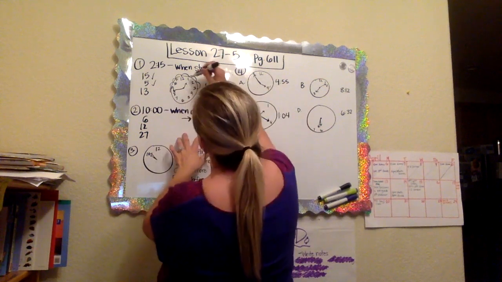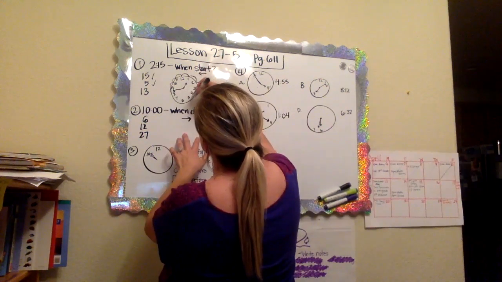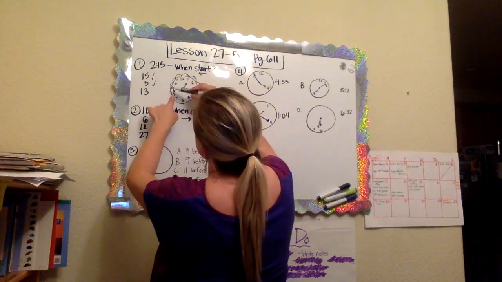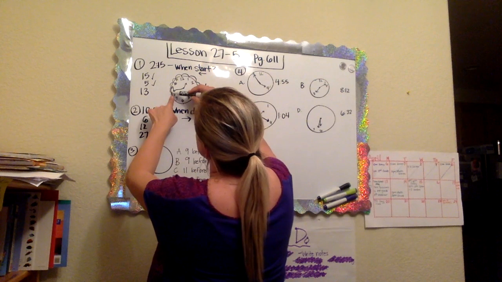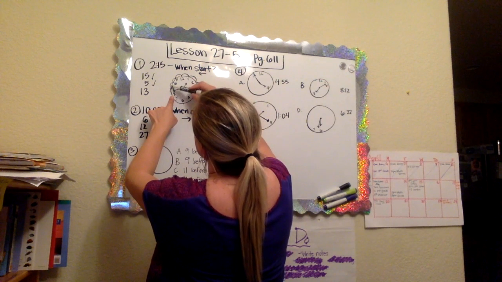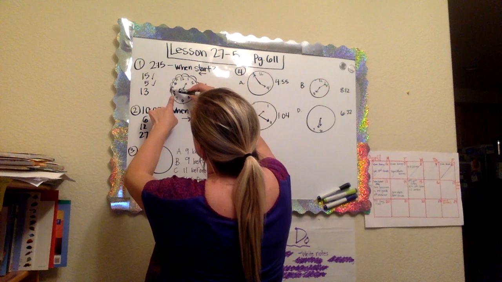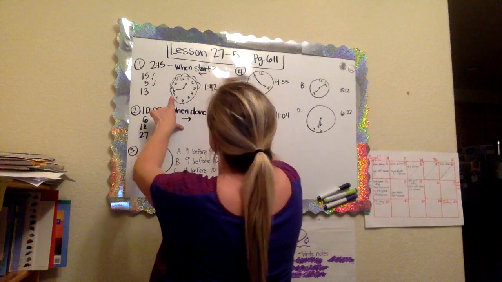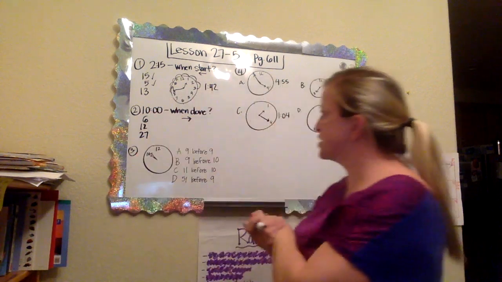Now I need to figure out what time that minute hand is. So I'm going to do 5, 10, 15, 20, 25, 30, 35, 40. And then there's 2 more jumps here. So 1, 2, 44, 43, 42. 1:42 is when he started.